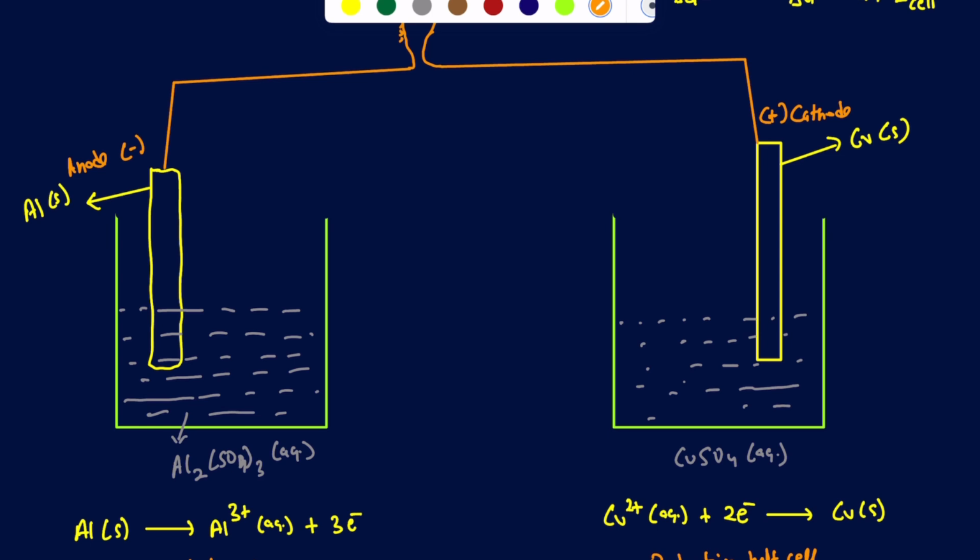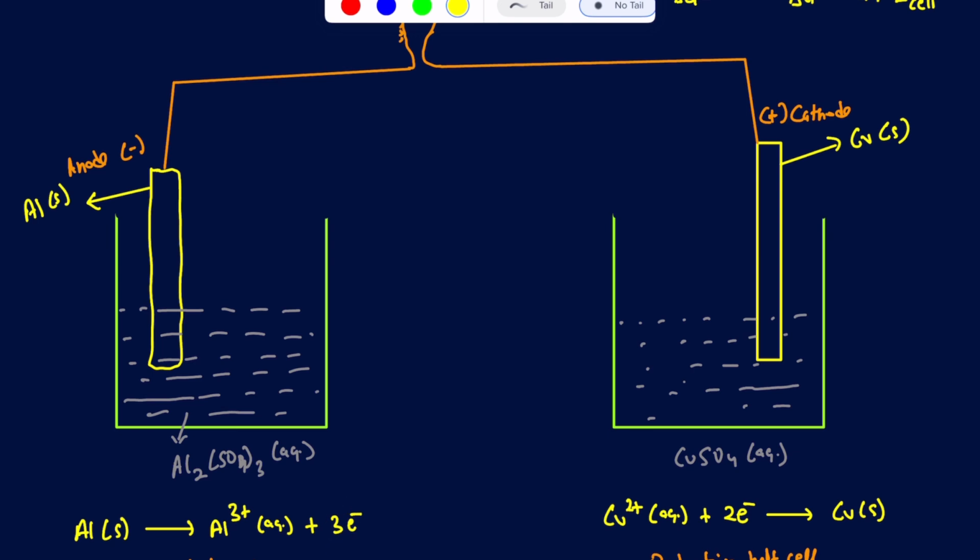Now, how does this really work? So focus on the electrodes here. So I got this aluminum electrode here. And the aluminum electrode is going to lose the electrons. So here it's losing 3 electrons, but in a balanced equation, it would be 6 altogether.